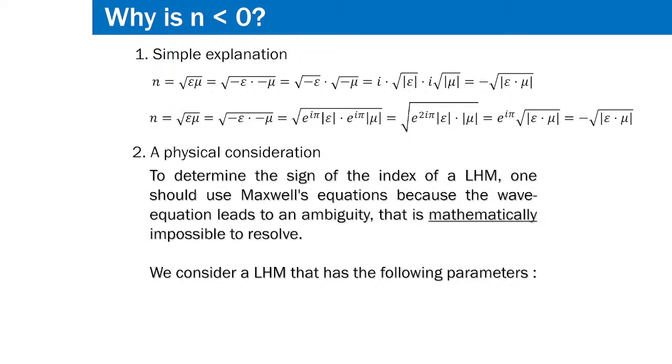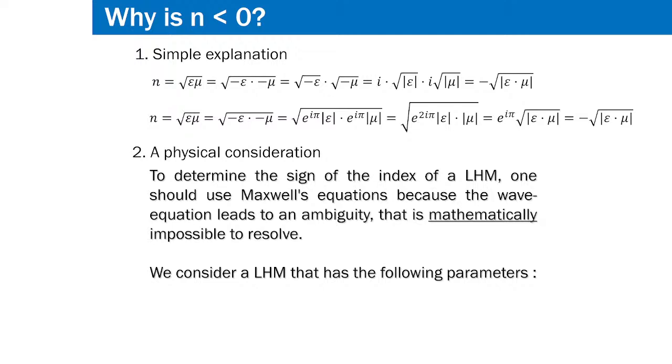We will use Maxwell's equations, because the wave equation is leading to ambiguity, as we have seen. Wave equation does not change, whether it is right-handed material or left-handed material, wave equation is fixed. So it does not change, and therefore it is leading to ambiguity. Since it leads to ambiguity, we will not consider the wave equation. Mathematically, it is impossible to resolve whether the index is negative or positive if we consider the wave equation. We will start with the basic Maxwell's equations.